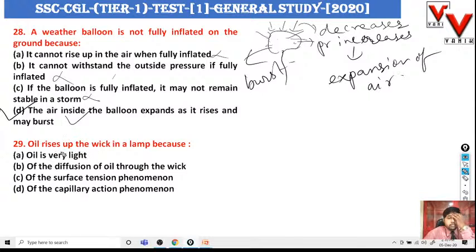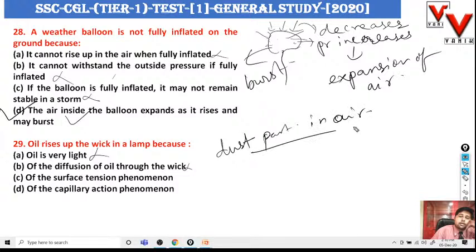Oil rises up the wick in a lamp because oil is very light. No. Because of the diffusion of oil through the wick? No. Diffusion of dust particles takes place in air. Okay, the diffusion concept is incorrect here. Because of the surface tension phenomenon? No, this is not surface tension. Because of capillary action. Yes, this is absolutely right. It is because of capillary action.